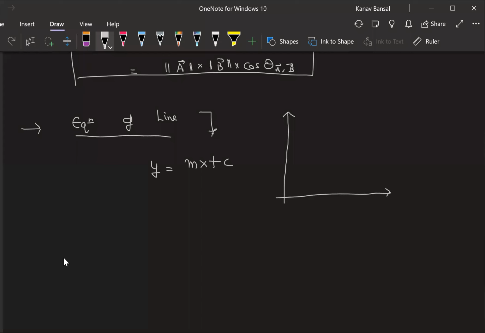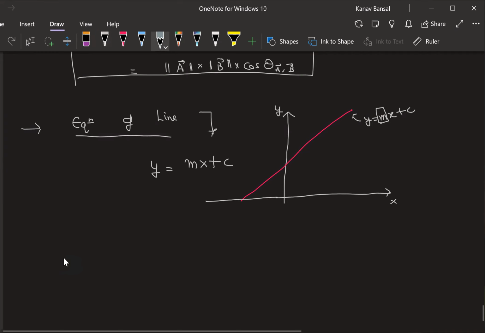So this is the y equal to mx plus c line, the pink line. Now can anyone tell me the meaning of this m here? Yes, it is the slope. How do you calculate the slope? It is nothing but tan of theta. And what is that theta? Theta is the angle between the line and the x-axis. So it is tan of this angle between the x-axis and the line.